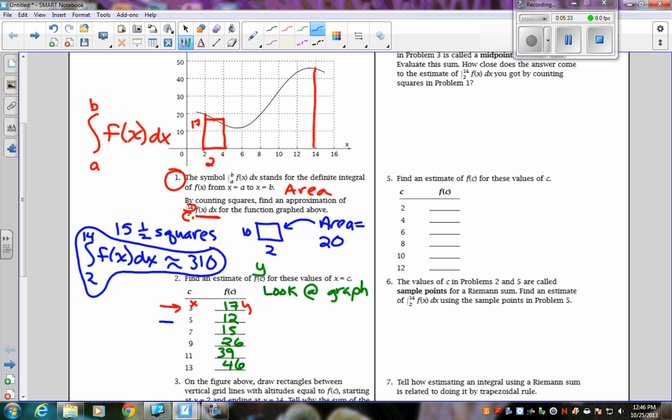Moving on to the next one, the height of this rectangle is going to be 12. So here's 12 estimated, and this width is 2. Next rectangle, we are going from 6 to 8, and the height is going to be the y value, which is 15.